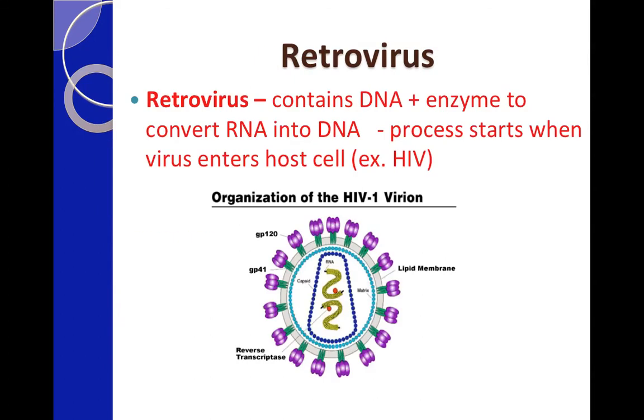Retrovirus, I briefly talked about retroviruses. It's actually wrong. I should say it contains an RNA core and an enzyme to convert the RNA into DNA, and it's this process that makes retroviruses so highly mutating, which is why they're difficult to protect against, and HIV is a good example of a retrovirus.